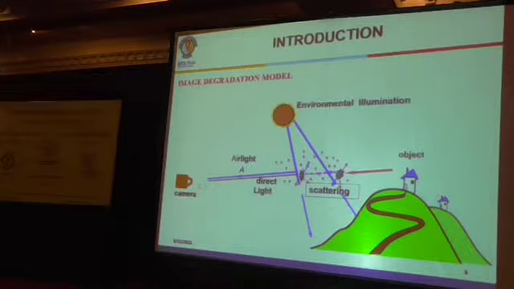The other is that some amount of light coming from environmental illumination is scattered by atmospheric particles towards the camera, which leads to color differentiation and adds more whiteness to the image. So these two factors highly degrade the image quality.